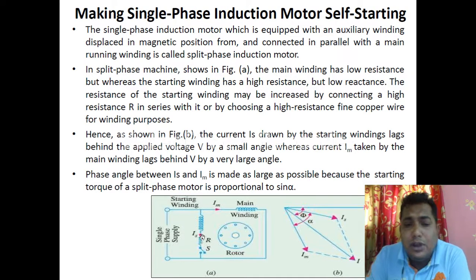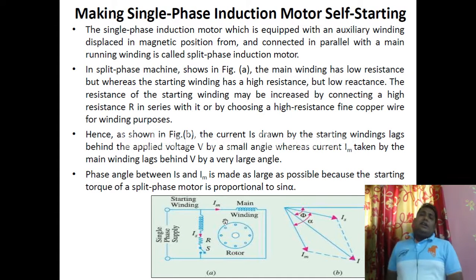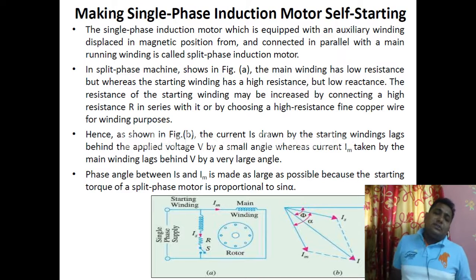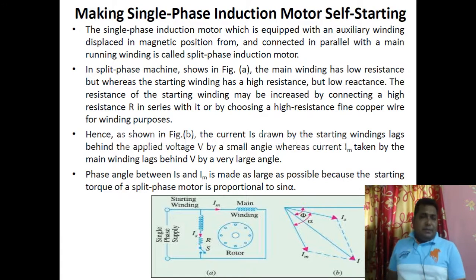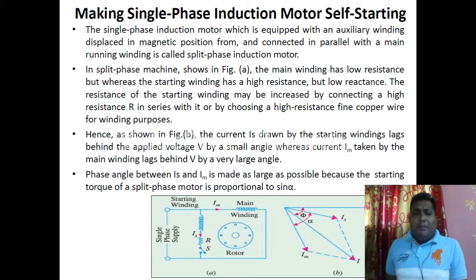closed. So there is a generation of resultant torque which has some value and a particular unidirectional force, due to which the rotor starts rotating. When it achieves 70 to 80% of its rated value, at that time the centrifugal switch automatically disconnects from the system and the whole system runs only on the main winding.